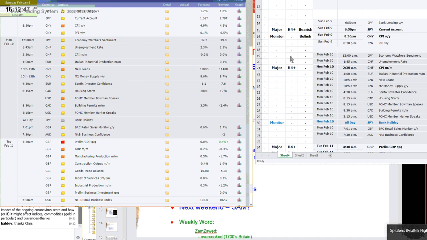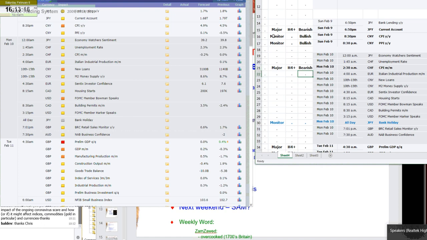So next one, Eusebio. That was a PPI. The PPI also is to be monitored, and the bias is bullish too. Okay, and that's it for Sunday. On Monday, we will have the Swiss CPI month-over-month, major, higher time frames, bearish.